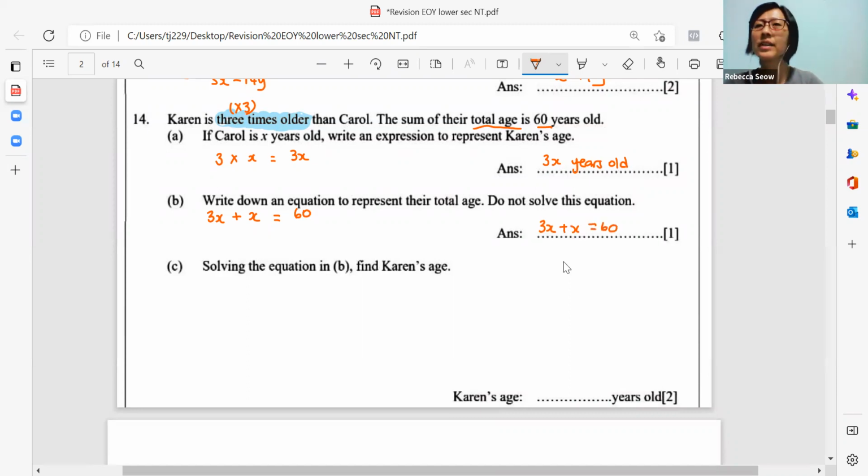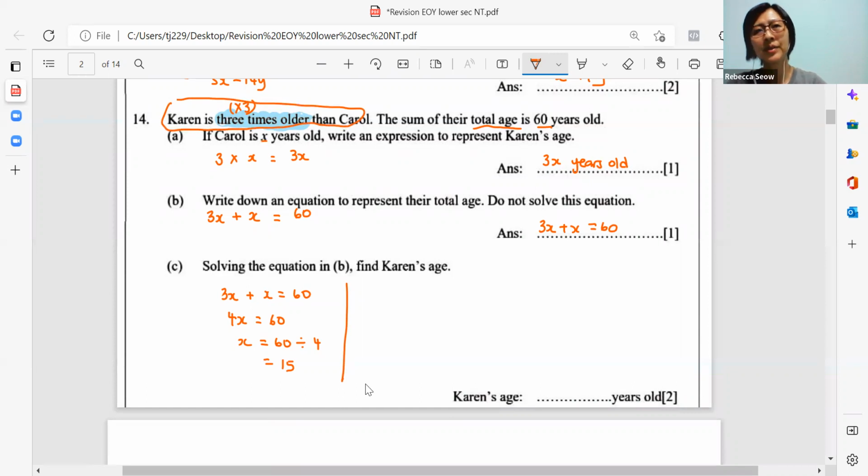And solving the equation in B, find Karen's age. So let's move on to solving it. 3X plus X gives us 4 times X. And from there, to find X will be 60 divided by 4, and that gives us 15. Now, what's Karen's age? Karen's age is actually 3 times that of Carol. Carol is X years old, so this 15 is actually Carol's age.